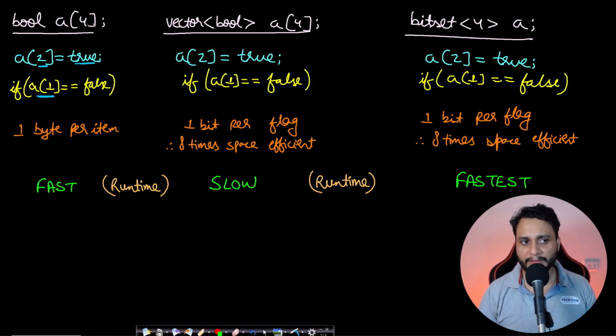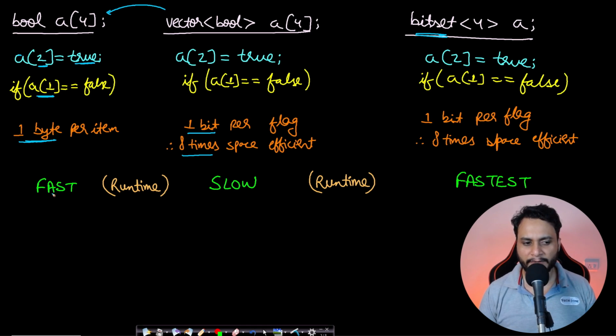But where they differ is that in the boolean array, 1 byte is consumed for every flag, while the vector of bool consumes only 1 bit per flag. Since 8 bits combine to make 1 byte, this is 8 times more space efficient than the boolean array. The same goes for the bitset: it has 1 bit per flag, so again it is 8 times more space efficient than the boolean array. So this is in terms of space complexity. We will see how they differ in the next slide.